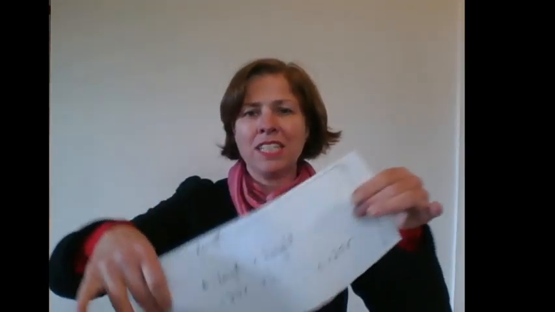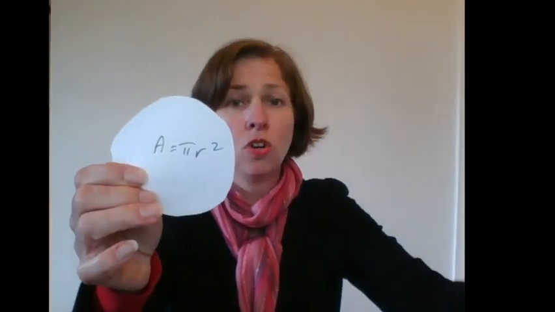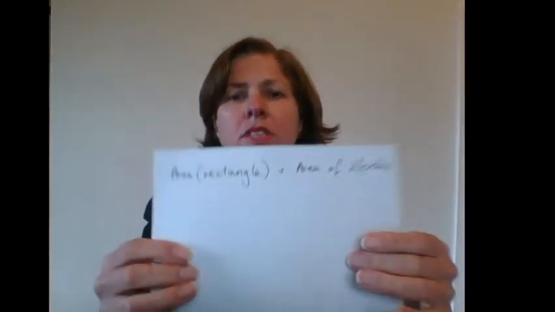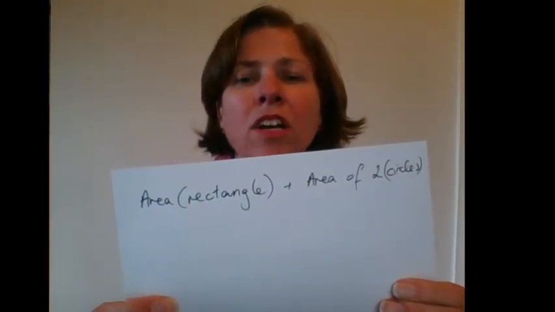So you always have to decide, do you need the rectangle? Well, if it's a cylinder, you're always going to need this part. That's the rectangle. Do you also need one circle? Or maybe you need two circles. So this is what it's going to look like. The total surface area is going to be the area of the rectangle plus the area of two circles.